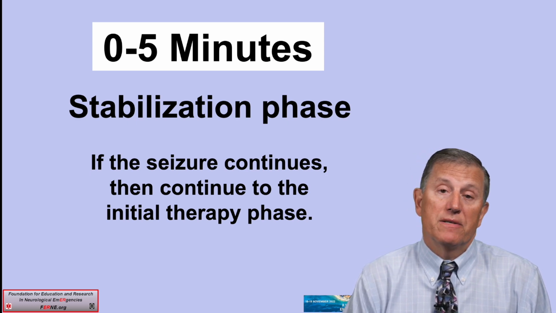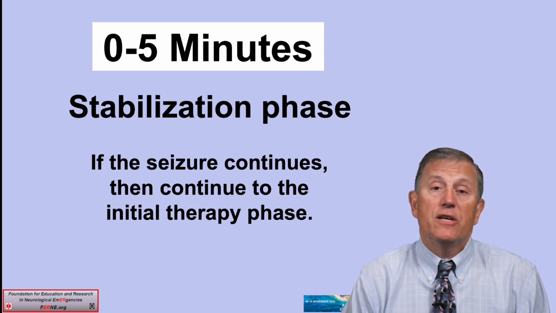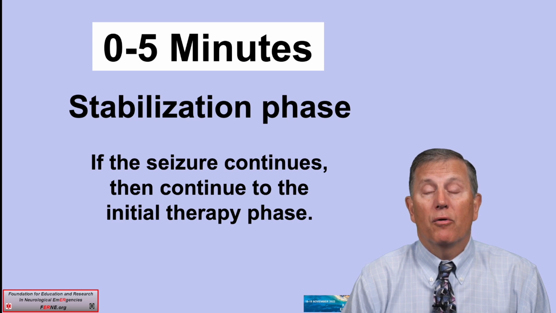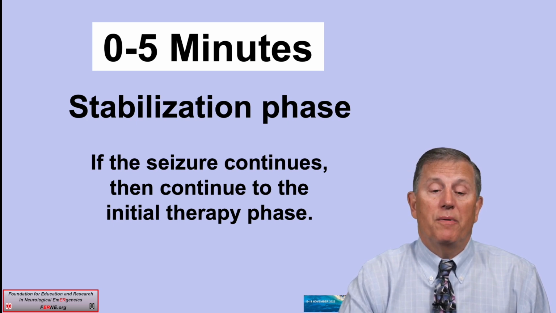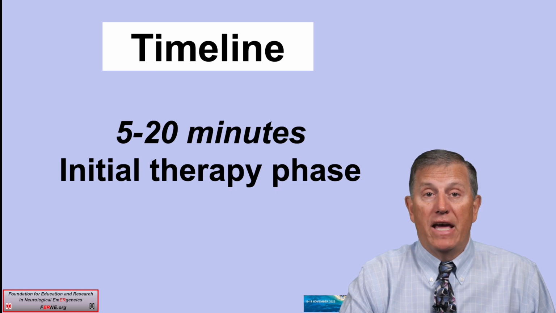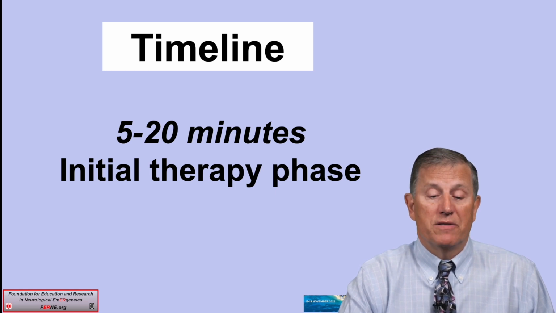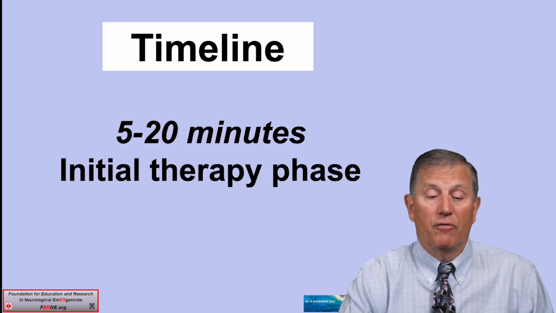If following the first 0 to 5 minutes of patient stabilization, which understandably could take longer than 5 minutes, the seizure continues, then the protocol suggests that the provider should continue to the initial therapy phase for the treatment of patients with ongoing seizures and status epilepticus. The timeline for this phase is 5 to 20 minutes. This initial therapy phase then should take approximately 15 minutes overall.